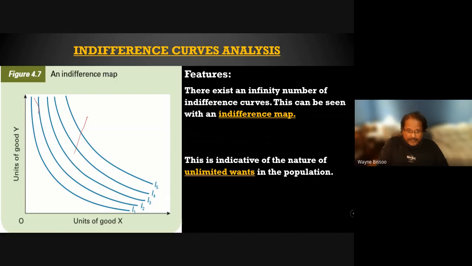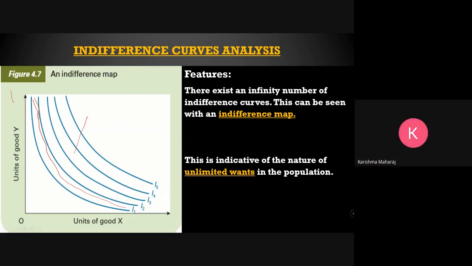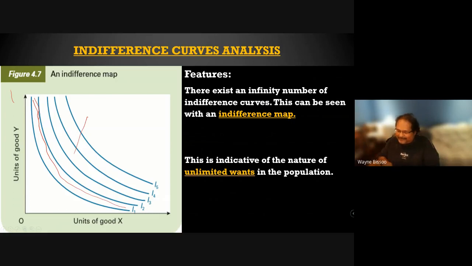In between each of these, we could put another indifference curve, if I could ever draw this in the correct way. All right. Why could we put another one? What would that represent? Because we have unlimited ones, we will always find another.